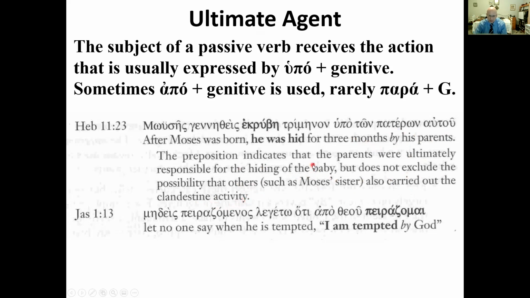They did it in secret because Hebrew baby boys were supposed to be thrown into the river and killed. So after Moses was born, he was hid for 3 months by his parents. They are the ultimate agent, but there could have been other intermediate agents, such as his parents asking his sister to babysit while they went to eat at a restaurant for their anniversary.